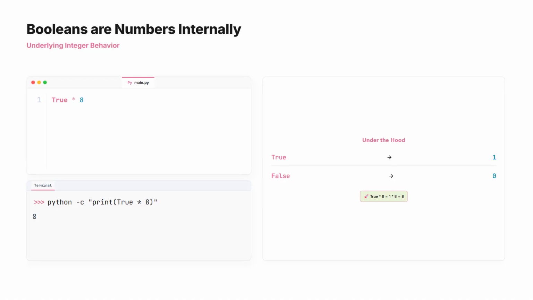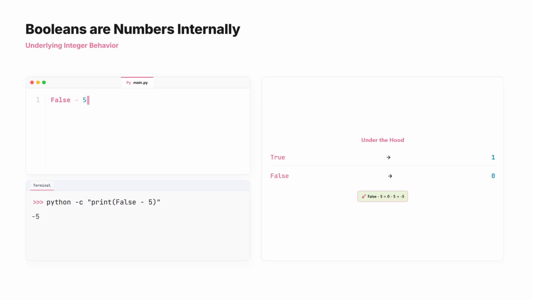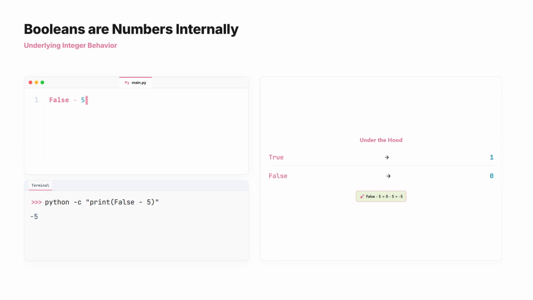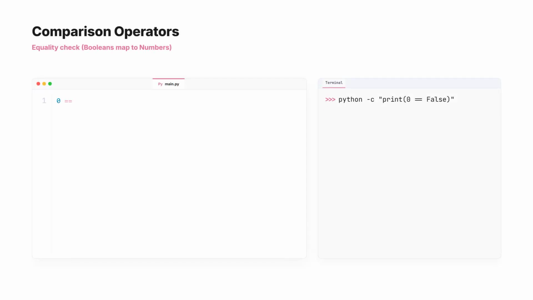Although Python allows arithmetic using Boolean values, it's generally recommended to use this feature carefully. Code is easier to understand when Boolean values represent logical states instead of numbers. Since Booleans are related to numbers internally, comparison operators work exactly as expected.